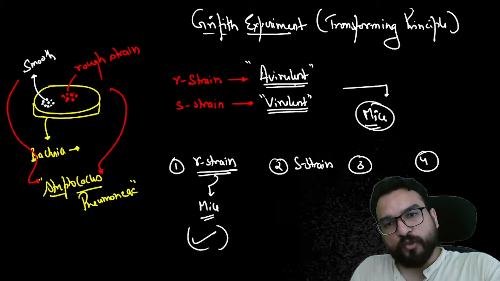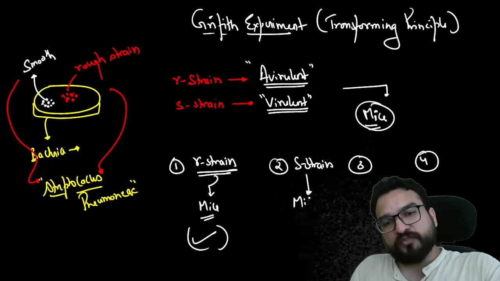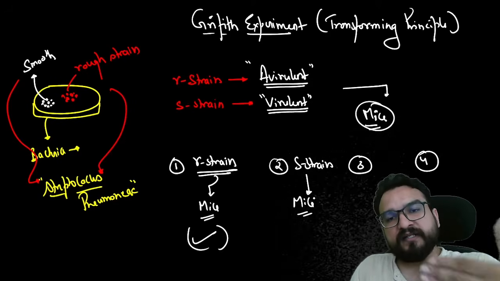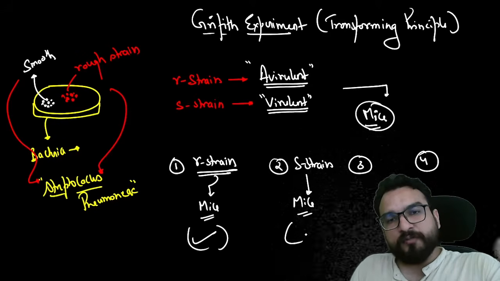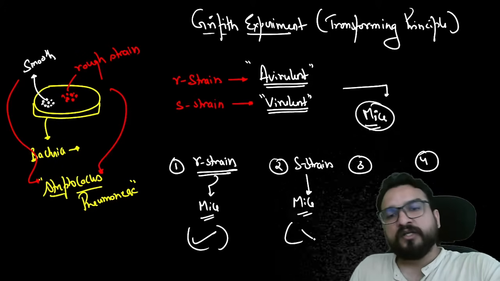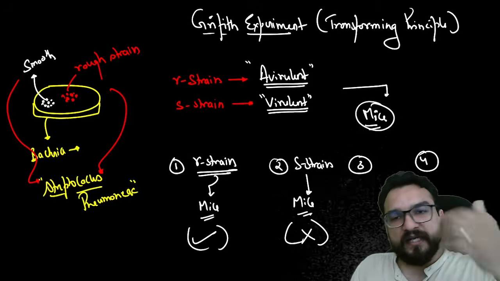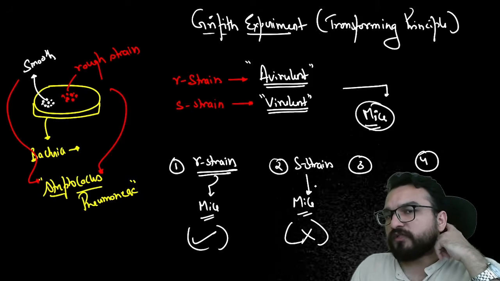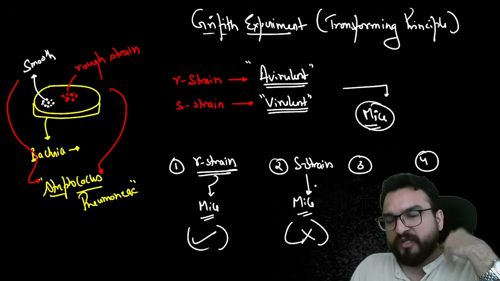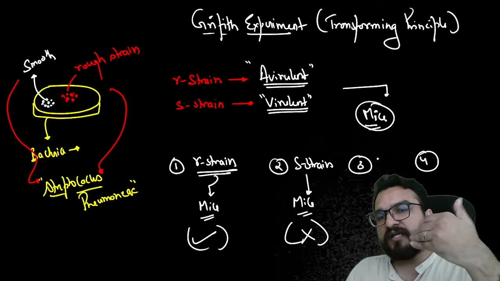Second, he took the S strain. The S strain means the virulent one. So when he gave it to mice, what will happen, guys? The mice will get the disease, and automatically they died in his experiment. So I am putting a cross. That means they died. This is not a cause of concern for him. This was as expected.